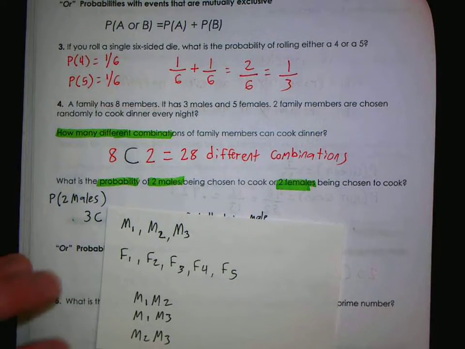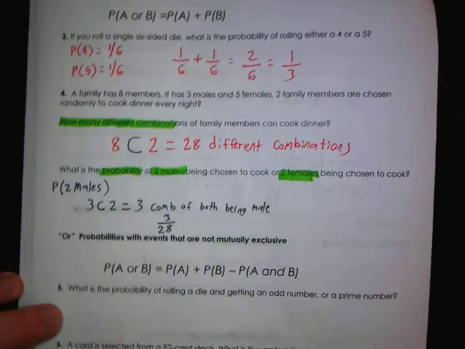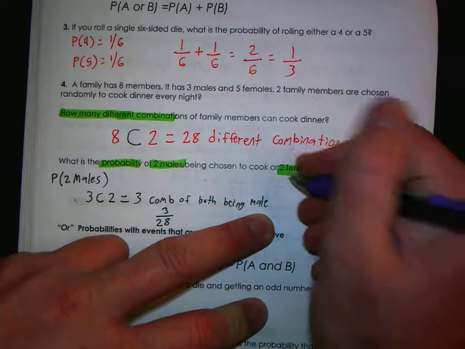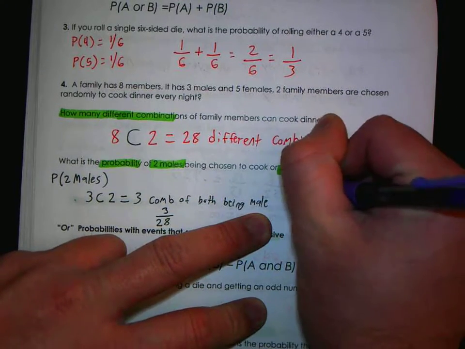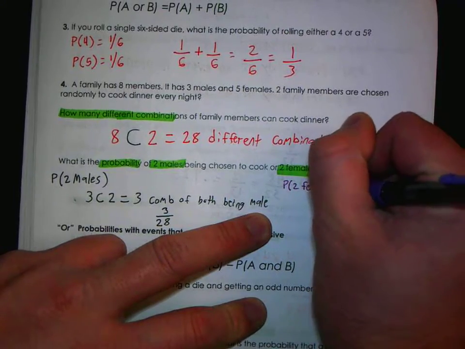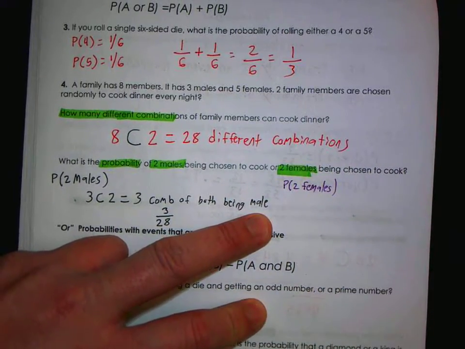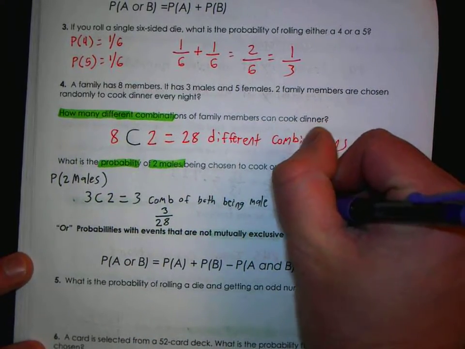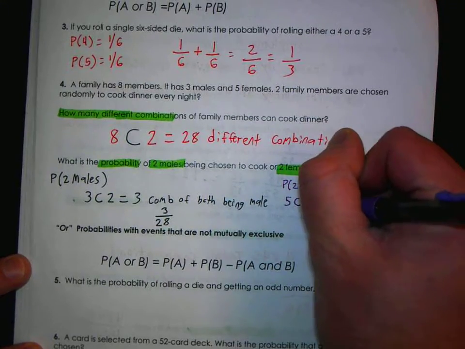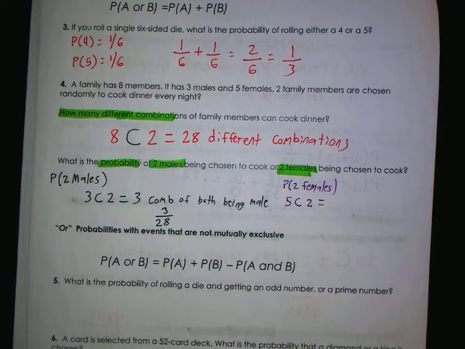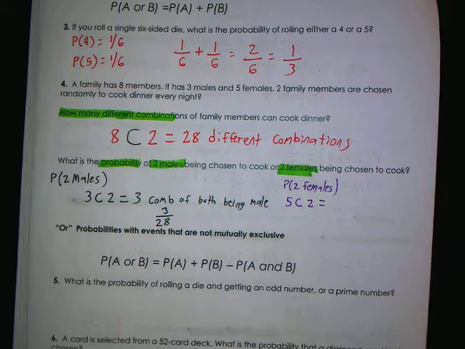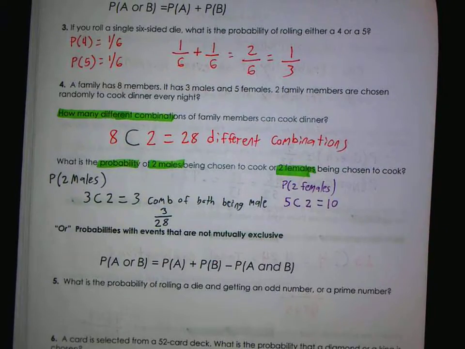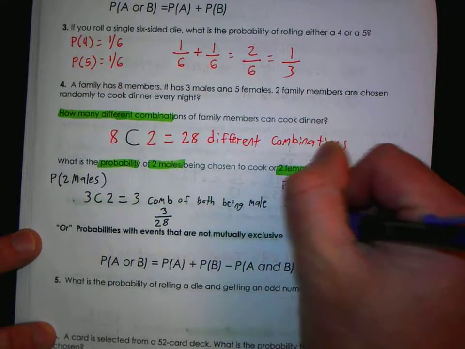Now there's more. Now the probability of 2 females, if you're picking 2 people, well, there's how many total females to pick from? 5. And you're picking, order doesn't matter, you're picking 2, right? So how many total combinations could be all female? 10. Meaning 10 out of 28 of those.